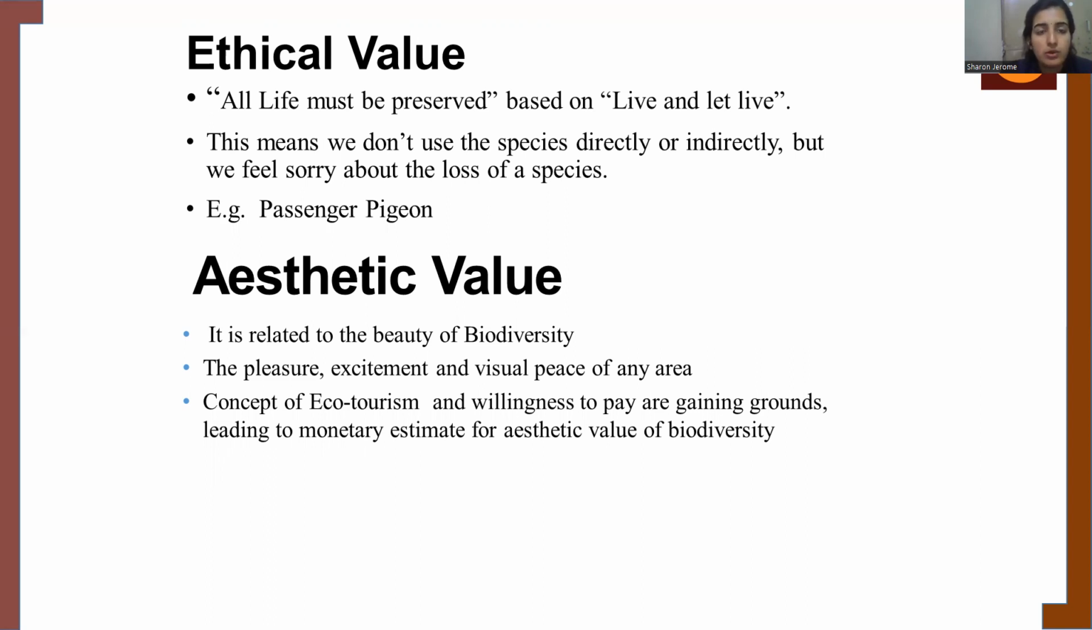Next, when we talk about the aesthetic value, it is related to the beauty of biodiversity. Everyone likes to visit an area where there is beauty. We are not interested in visiting areas with monotonous or barren land. When we see beauty, we are more attracted to go there and visit it. That is why the concept of ecotourism is now being created, wherein individuals can go, visit, and enjoy the aesthetic beauty of nature.